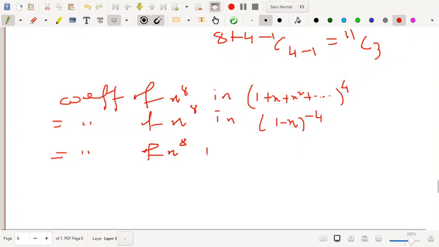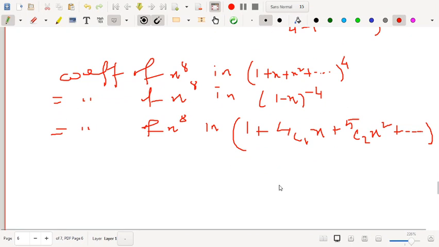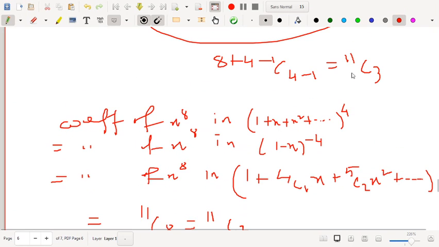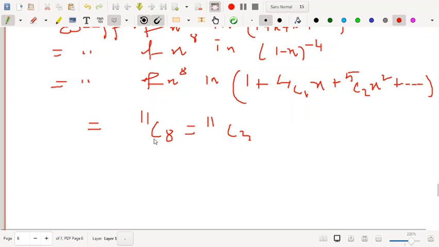X to the power 8, if you take the expansion, that will give you 1 plus 4c1x plus 5c2x square, with 1 increase in nc1, n plus 1 c2, n plus 2 c3, like this. You can have an idea. So in case of x square you have 5c2, so in case of x to the power 8, what will you have? 11c8, and that is equal to 11c3. Look at that, you have 11c3. In this case you will also have, because 11c8 is 11c3, because you are applying ncr equal to nc n minus r.